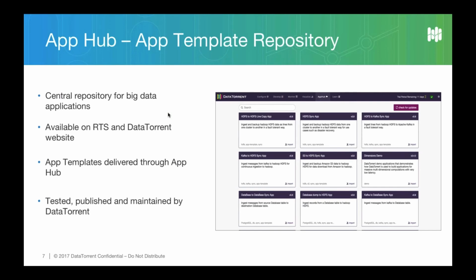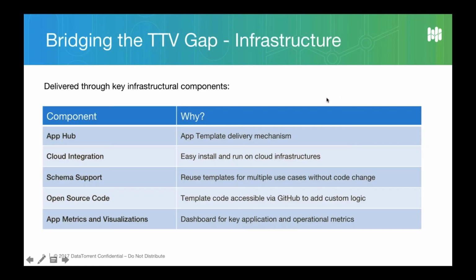And we also provide a GitHub URL there, so you can directly go there and add custom logic to the applications. So if you have DataTorrent RTS installed, you can directly go to AppHub in the navigation bar, and there you will find the application templates, right? To make all of this possible, there are some key infrastructural components that are needed on DataTorrent, and we provide them to make it easy for the user. So essentially, our goal is, as I said initially, the total cost of ownership, and app templates really focus on your time to develop and time to launch. So it reduces your TTV, time to value gap, drastically.